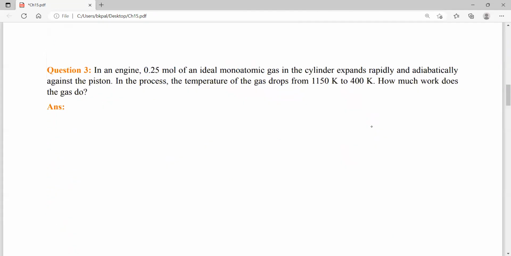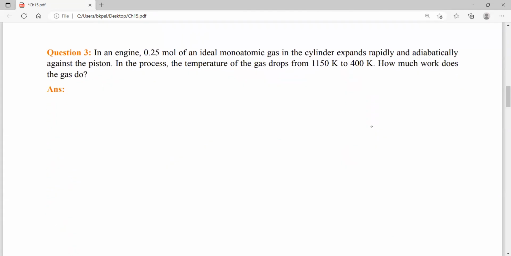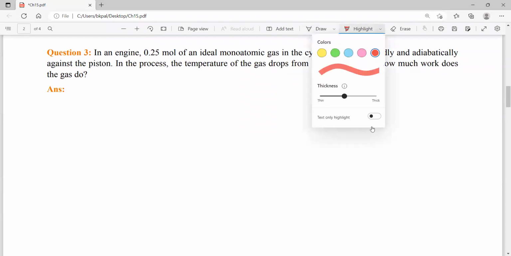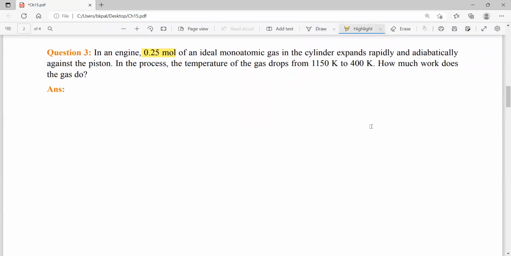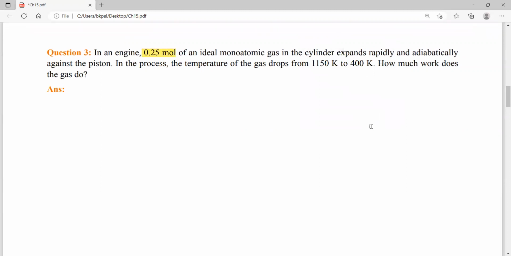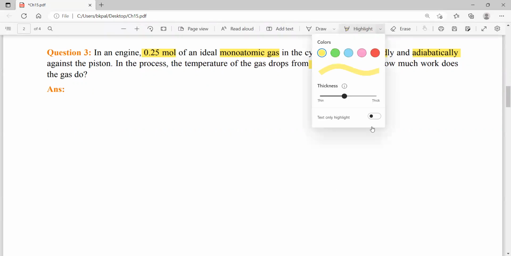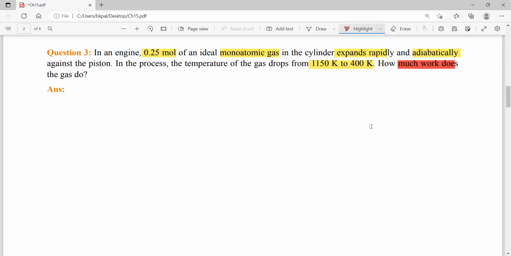All right. Number 3. So what we are given here: 0.25 mole of an ideal monoatomic gas in a cylinder expands rapidly and adiabatically. Adiabatic means Q equal to 0, so that's important information. In the process, the temperature drops from these to these, and we have to calculate the work done. How much work does the gas do?